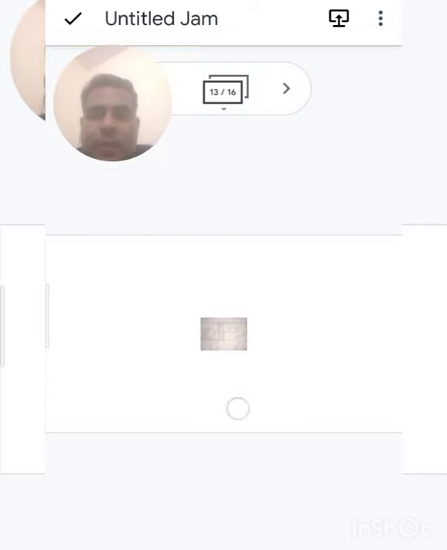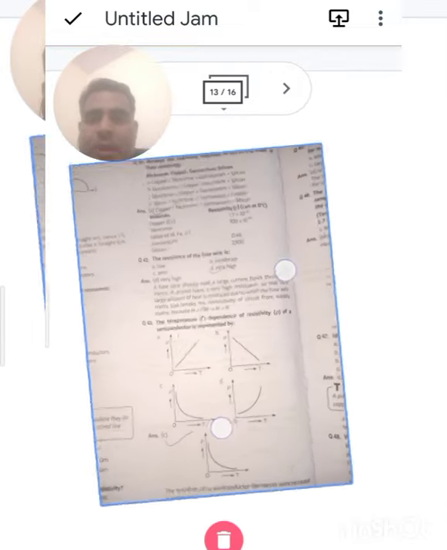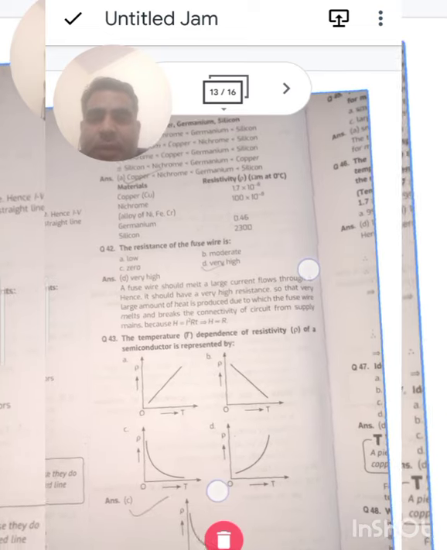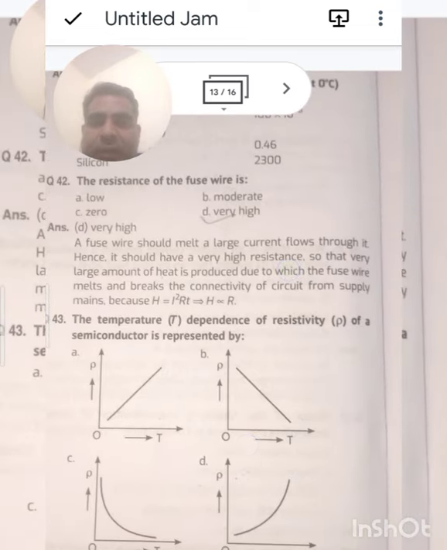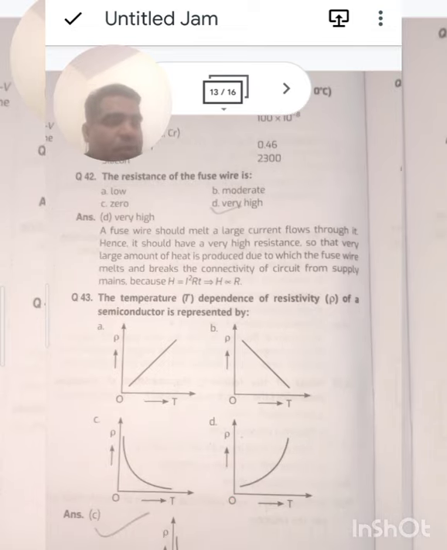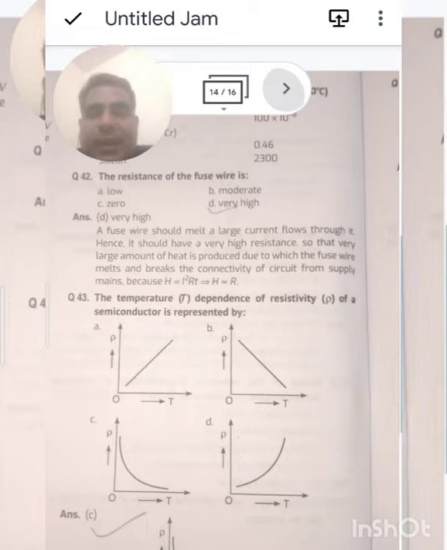Now the next question which we have is given as the resistance of a fuse wire is very high. We have done this one. Now question number 43, the temperature dependence of resistivity of a semiconductor is represented by, the answer is option number C. This one is the correct answer. Why is this the correct answer? Because resistivity of a semiconductor decreases exponentially with the increase in temperature.